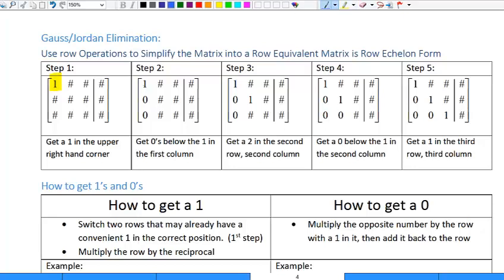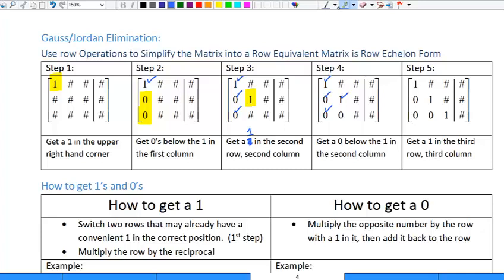Next, you want to keep that 1 there while getting 2 zeros below it. In order to keep the 1 there, you need to follow my instructions about how to get a 0. Don't try to be creative at all. Once you have the 1 and the 0, 0, step 3 says keep the 1 and the 0 there, and also get a 1 in the second row, second column. All right, on step 3, you have the 1, the 0 and 0, and you have the 1.